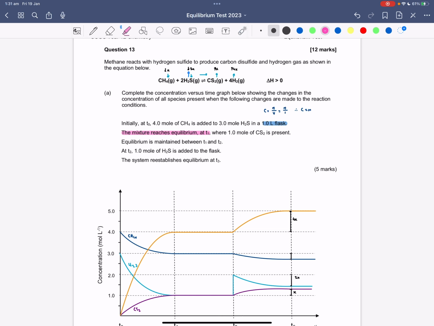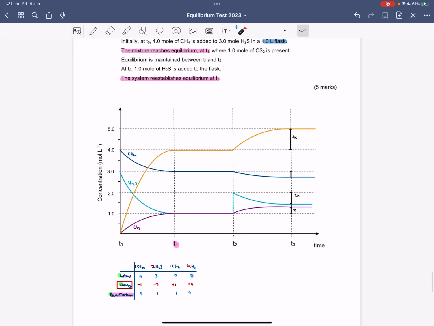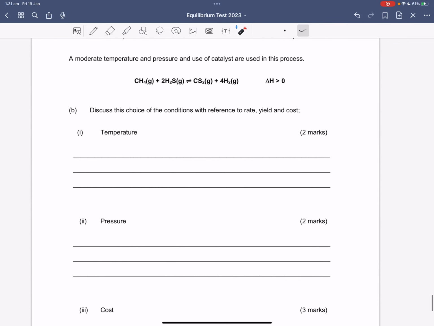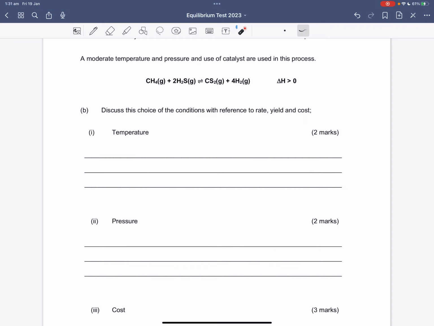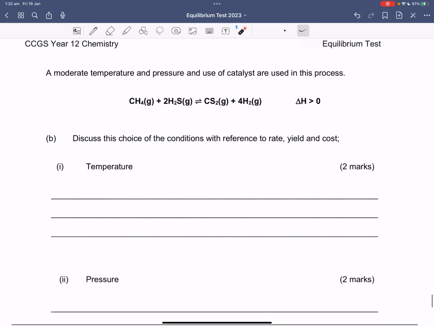And the system obviously reestablishes equilibrium at T3. So at T1, it reestablished equilibrium, which is why everything was flat. And at T3, it reestablishes equilibrium, which is why, again, all concentrations are constant from that point. All right. A moderate temperature and pressure and use of catalyst are used. Discuss the choice. All right, 2 marks. So why are they using a moderate temperature and moderate pressure? And using a catalyst.